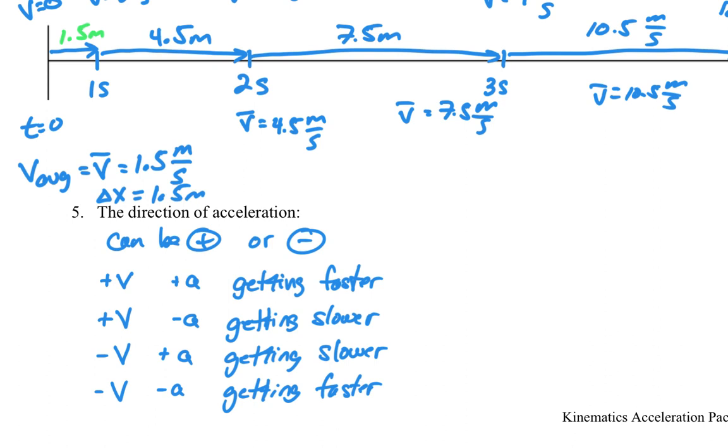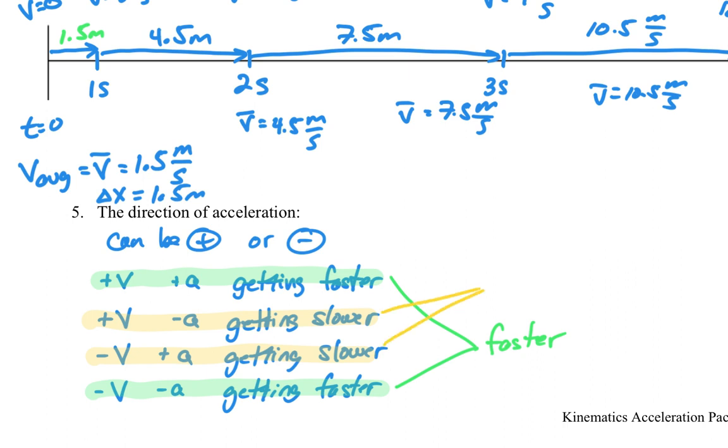So a couple things you can notice here. The first thing I would notice is that when positive velocity, positive acceleration, getting faster. Negative velocity, negative acceleration, getting faster. So when the signs are the same, positive and positive or negative and negative, we have a situation where the object is getting faster. When the signs are opposite, so negative and positive or positive and negative, in this situation, we have an object that's getting slower.